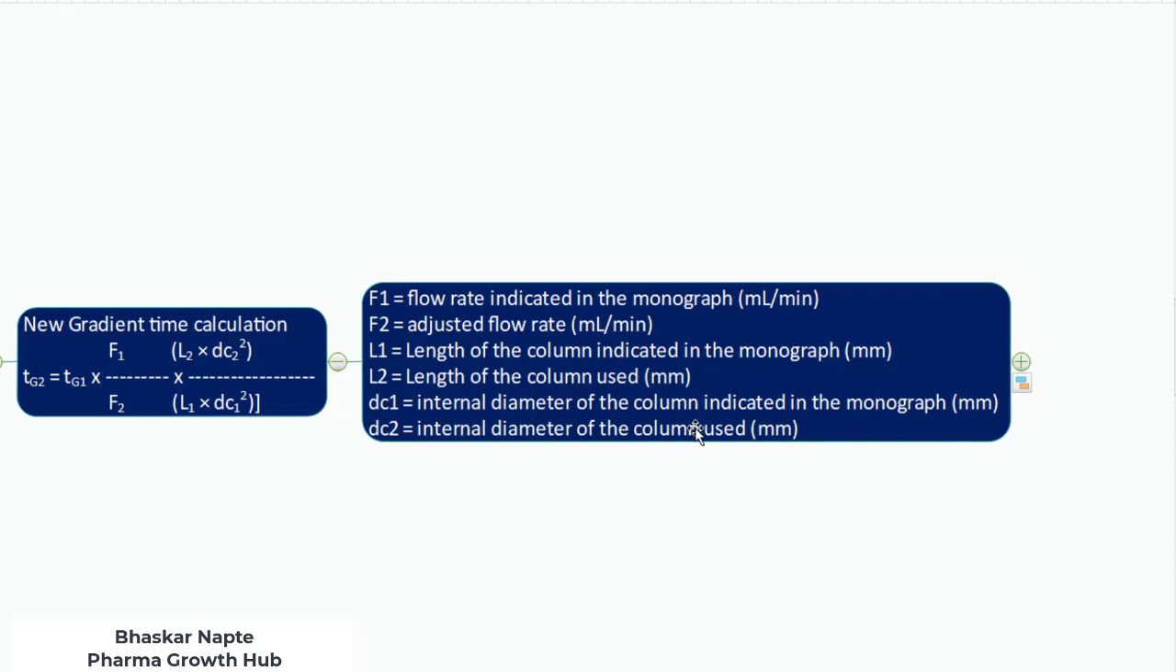L1 stands for the length of the column indicated in the monograph method. L2 stands for the length of the column used. Now you have used another proposed column, so the length of that proposed column is L2. DC1 stands for the internal diameter of the column indicated in the monograph, and DC2 is the internal diameter of the column used, which is proposed by you.